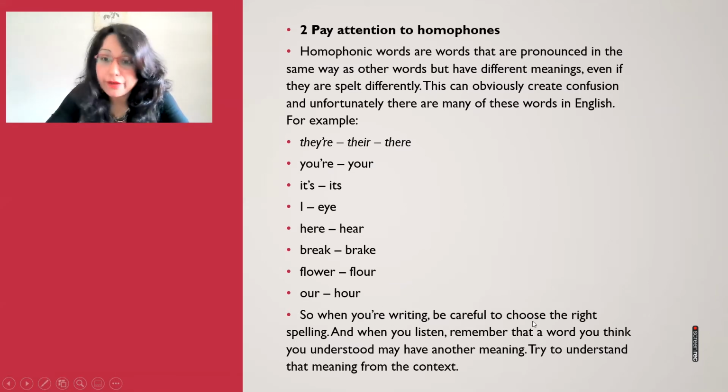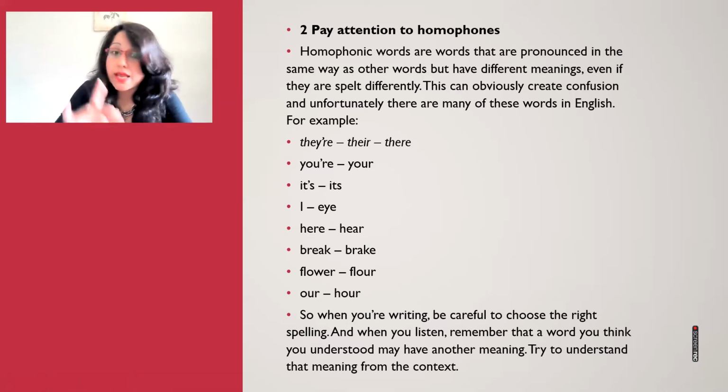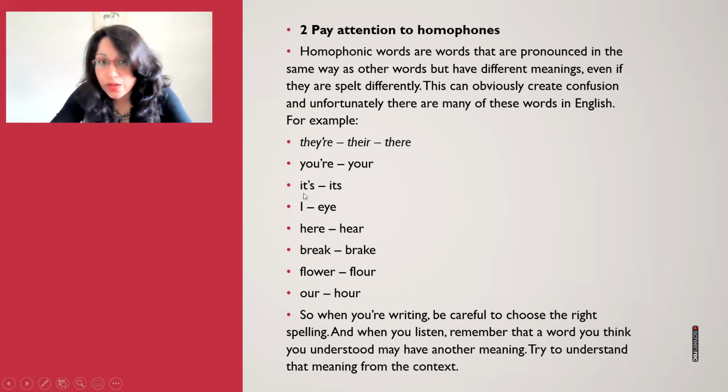When you're writing, be careful to choose the right spelling. And when you listen, remember that the word you think you understood may have another meaning. So try to understand that meaning from the context. And something very common, a mistake that people make, is this one. All right, so it's and its. This is one very common mistake.